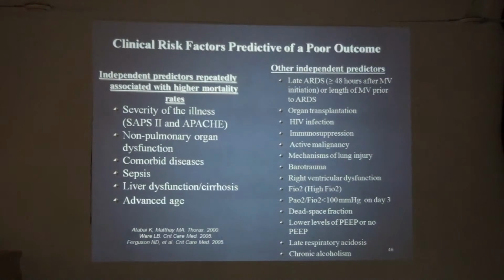Other independent predictors like late ARDS, more than or equal to 48 hours after mechanical ventilation initiation, or length of mechanical ventilation prior to ARDS. Organ transplantation, HIV infection, immunosuppression, active malignancy, mechanism of lung injury, barotrauma, right ventricular dysfunction, high FiO2, PaO2 by FiO2 less than 100 on day 3, dead space fraction, lower level of PEEP or no PEEP, late respiratory acidosis, chronic alcoholism.